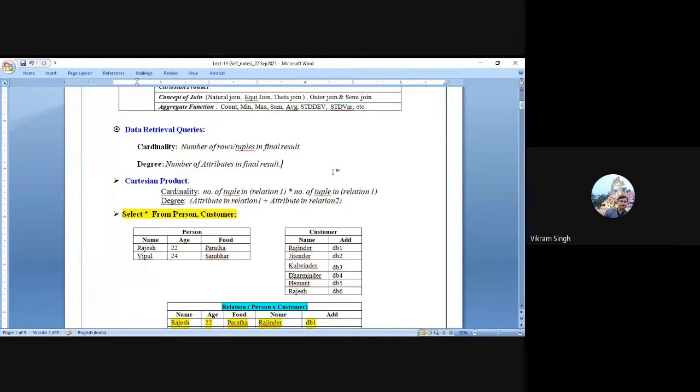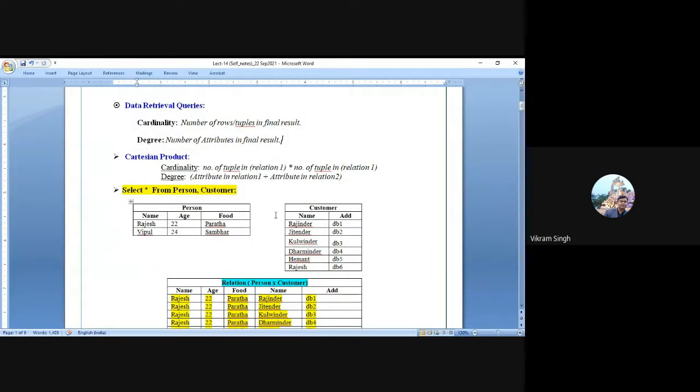So it can be asked at any point of time that for a given query, what would be the cardinality and degree, so you should be ready with that. As far as Cartesian product, the cardinality is simply the number of tuples in relation 1 times the number of tuples in relation 2. And degree is the number of attributes in both tables. So it is the sum of the number of attributes in both participating database tables, right?